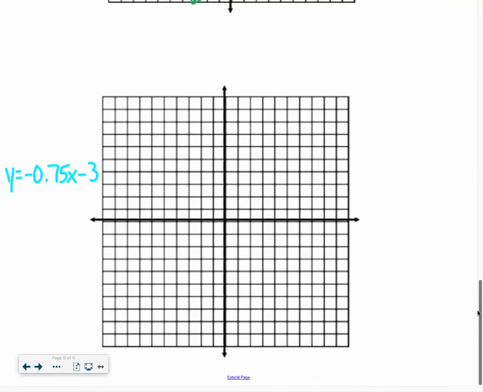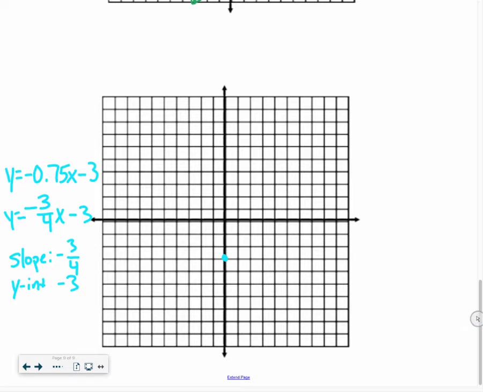Let's try our last one for this example. We have y equals negative 0.75x minus 3. When it comes to slope, we always try to have it be a fraction. So if possible, convert it to a fraction. So negative 0.75, that's the same as negative 3/4 x minus 3. So I know my slope is negative 3/4, and my y-intercept is negative 3. So I start at negative 3.